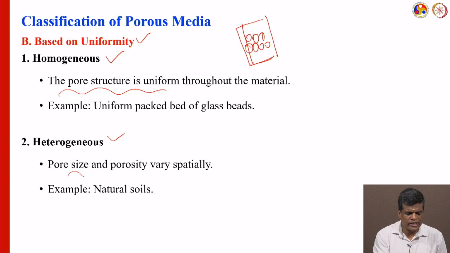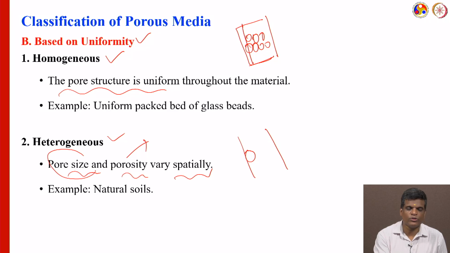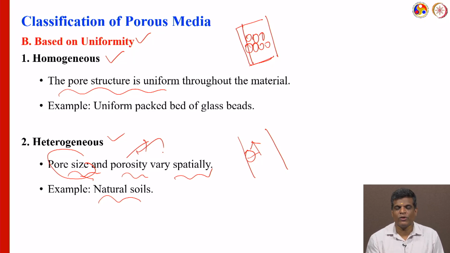Heterogeneous: the pore size and porosity vary spatially. Definitely heterogeneous; porosity we will discuss. The pore size also varies spatially, in whatever direction. For example, natural soils contain different types of pore size and different porosity, and we call this heterogeneous. Homogeneous is where the pore structure is uniform throughout the material.